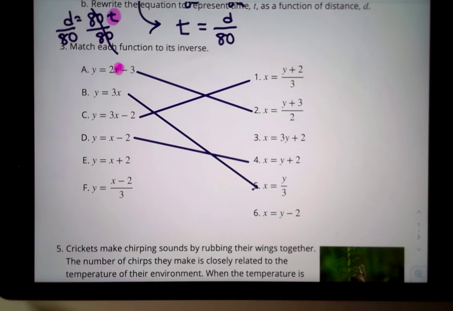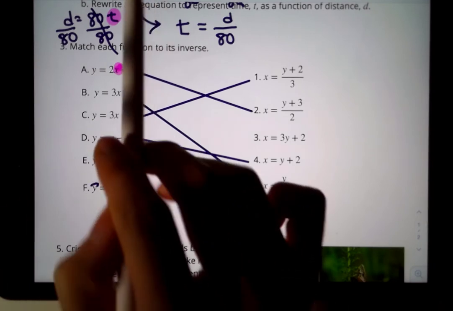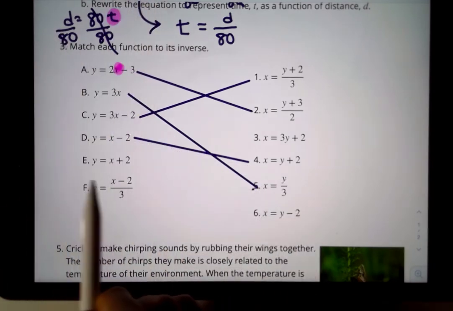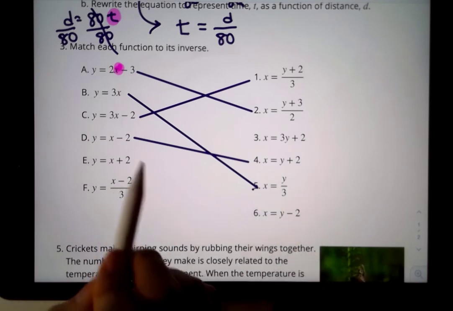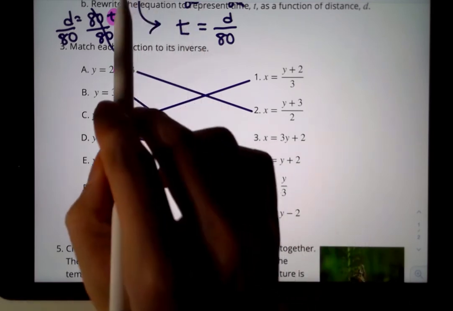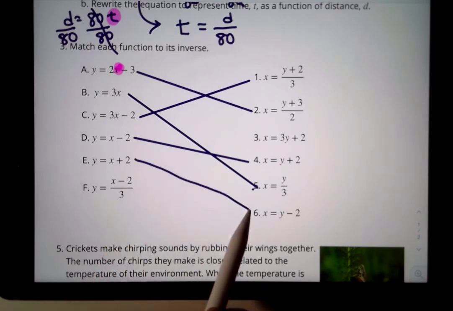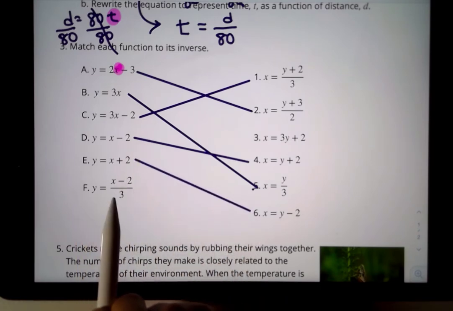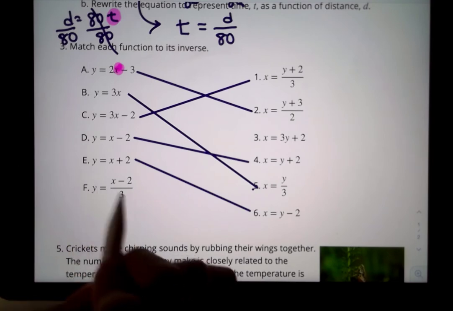Okay, and for e, x equals y minus 2, right? So it's number 6. And then for that one, to get this, we have some work.